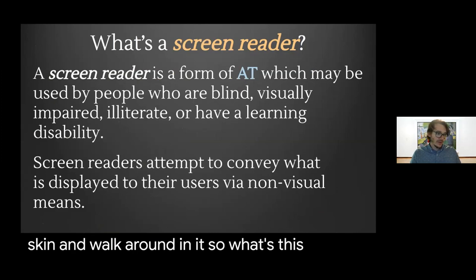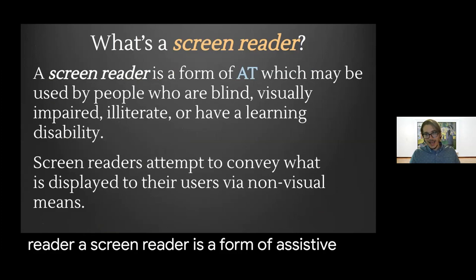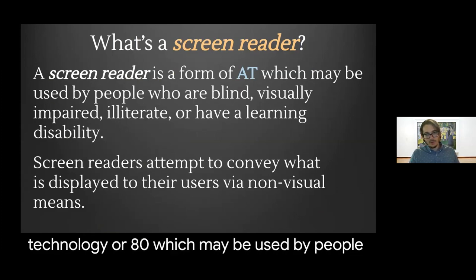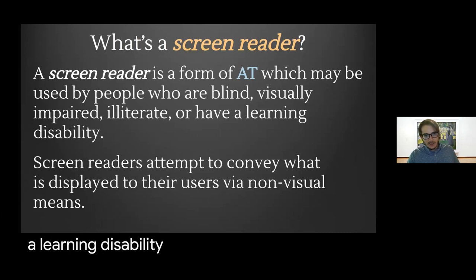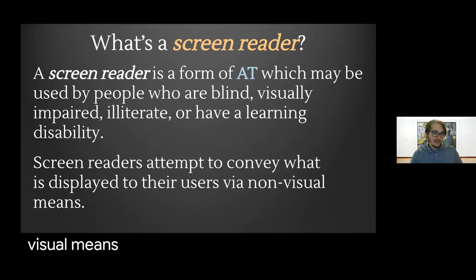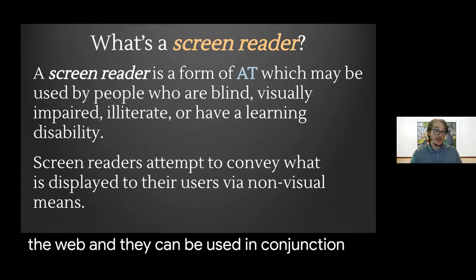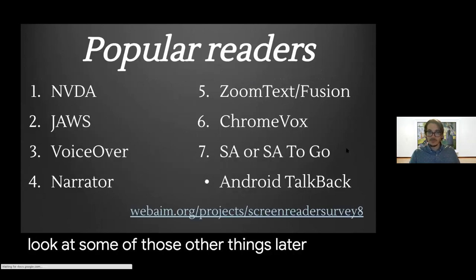So what's a screen reader? A screen reader is a form of assistive technology, or AT, which may be used by people who are blind, visually impaired, illiterate, or have a learning disability. Screen readers attempt to convey what is displayed to their users by non-visual means. Using a screen reader is just one of many ways people with disabilities interact with the web, and they can be used in conjunction with other assistive technology, and we'll look at some of those other things later.